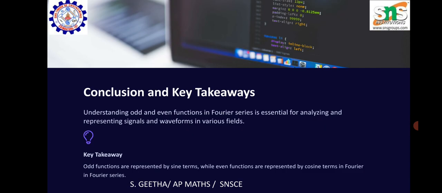Coming to the conclusion, understanding odd and even functions in Fourier series is essential for analyzing and representing signals and waveforms in various fields. Odd functions are represented by sine terms, while even functions are represented by cosine terms in Fourier series.